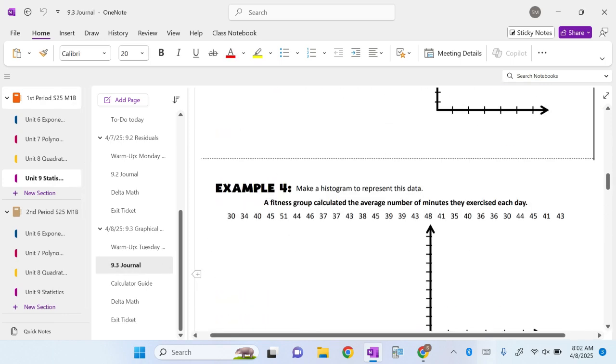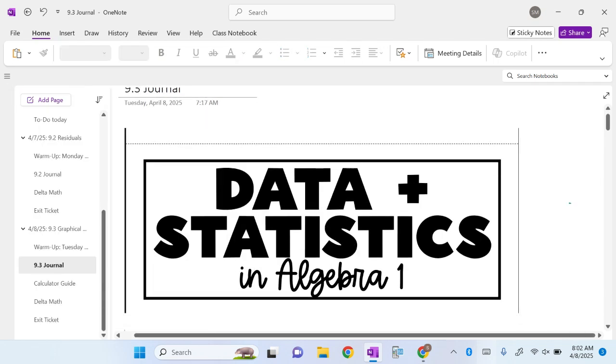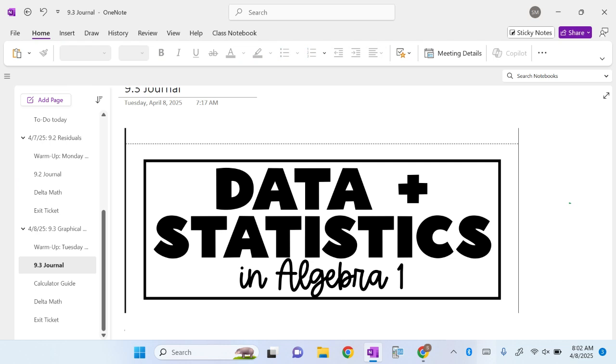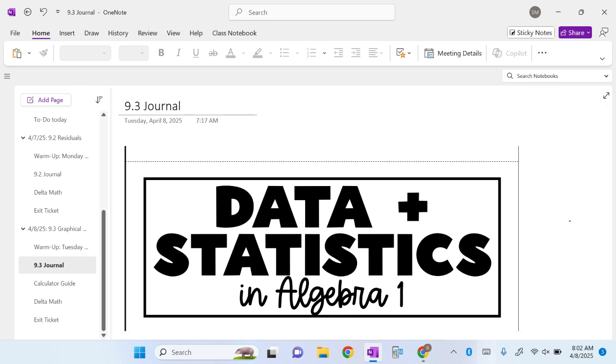So if we're looking at this journal, we are specifically talking about all of the different types of graphical representations that you may see either on the EOC or just within this class. You'll also be seeing them again in Math 2 and Math 3. Now, these graphical representations aren't necessarily hard. In fact, you've probably already heard about them before. And they're not necessarily hard to make either. It's mainly the analyzing them that gets some people. So today we're going to talk about how to make these different representations and how to read them.